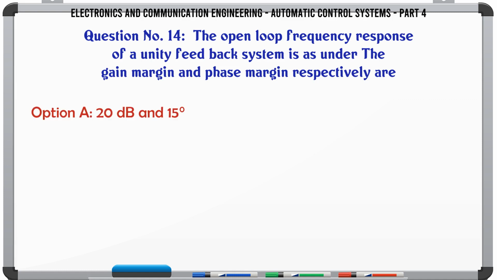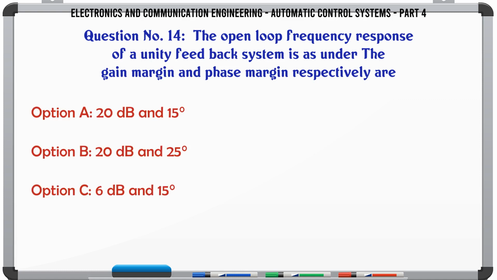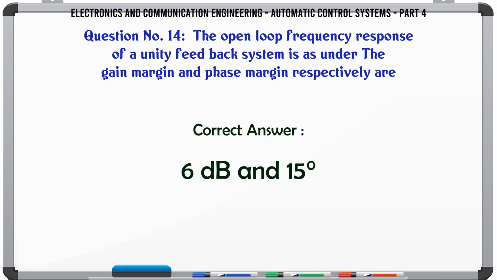The open-loop frequency response of a unity feedback system is as under. The gain margin and phase margin respectively are A. 20 dB and 15 degrees. B. 20 dB and 25 degrees. C. 6 dB and 15 degrees. D. 6 dB and 25 degrees. The correct answer is 6 dB and 15 degrees.